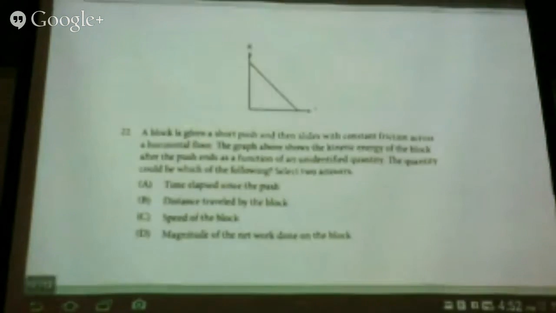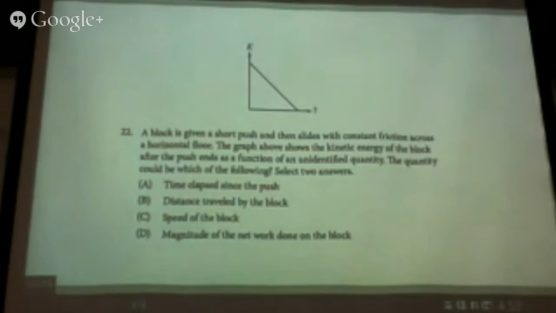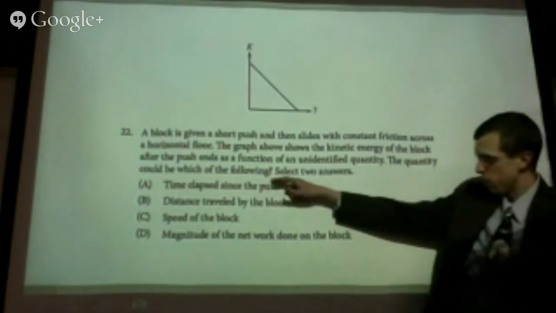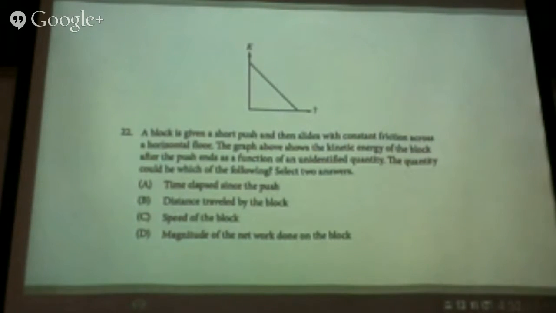So on this one, it turns out the distance and the magnitude of the net work are the ones that fit. Time and speed, then, are the ones that don't fit. Time, we could figure out, doesn't work here.